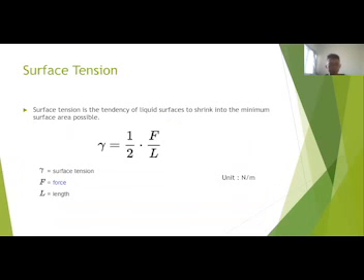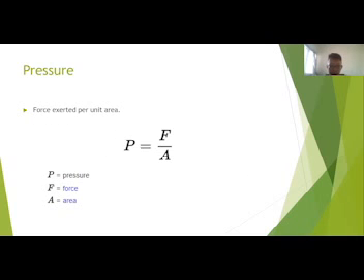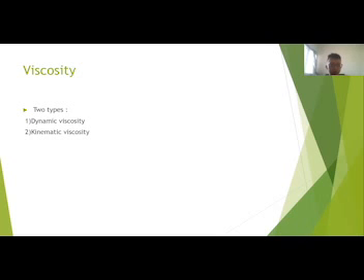Surface tension is the tendency of a liquid surface to shrink into the minimum surface area possible. The equation of surface tension is 1/2 times F over L. F is force while L is length. Pressure is the force exerted per unit area. The equation is P equals F over A. F is force, A is area.